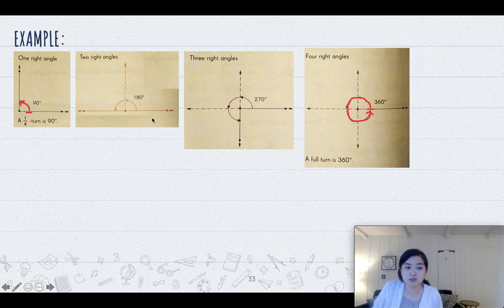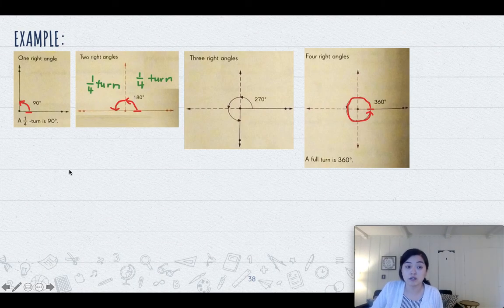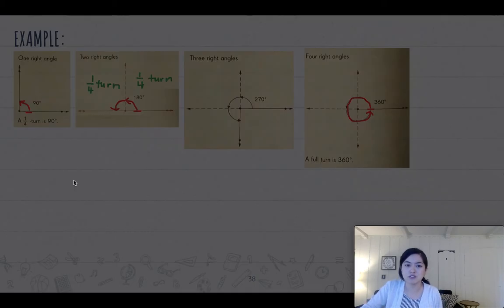If that's true, let's look at 180 degrees. So I know from here, if I start there and I go here, that's 90 degrees, and that's one fourth turn. Now from here to here, that's another 90 degrees, so that's another one fourth turn. So how much did I turn to get 180 degrees? Well, let's add the turns.